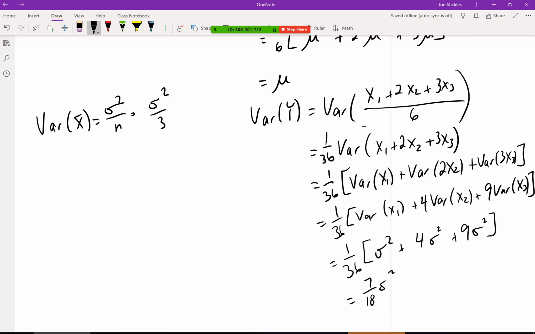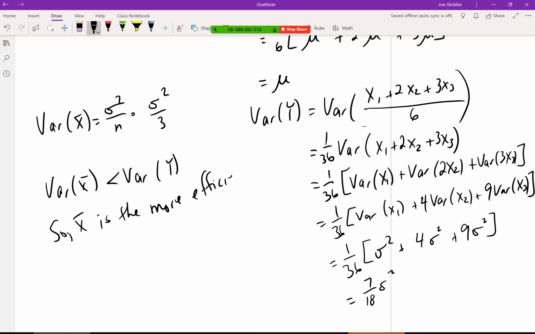Now if we compare the two, 7/18 is a little bit bigger than 1/3, which is 6/18. So the variance of x bar is less than the variance of y. So x bar is more efficient. It's not unlike the example that we did at the end of class last time, just instead of having that increasing thing up to n, it stopped at 3 in this case.